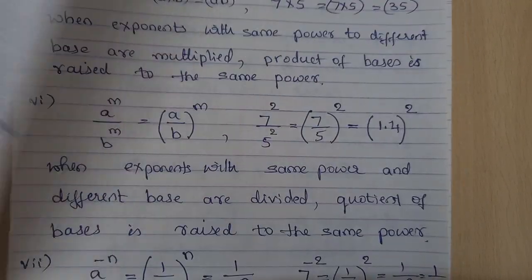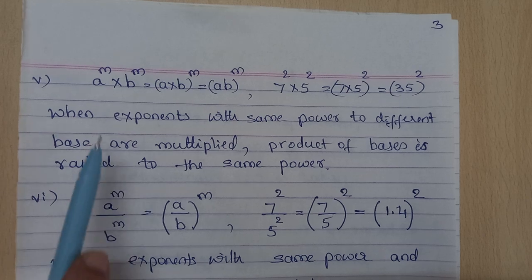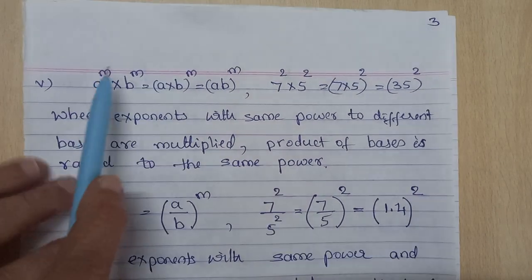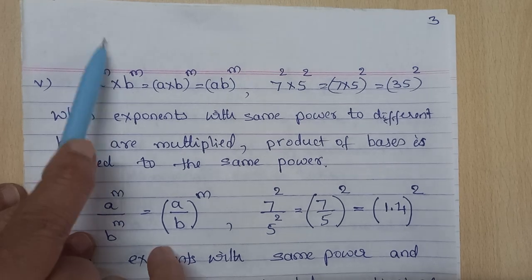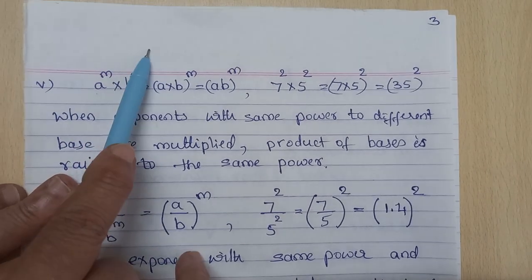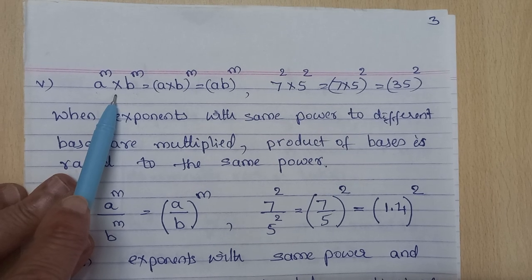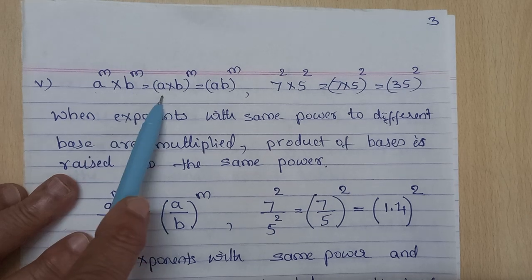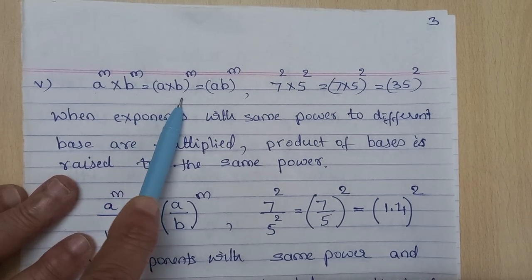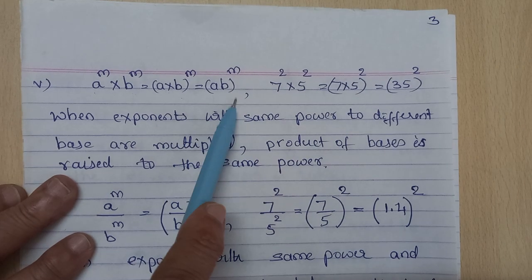Okay. Now the next one. What is the fifth rule? Here the powers are the same, but the bases are different. A to the power m and b to the power m, these two quantities are multiplied. When this situation arises, we multiply the bases a and b, then the product is raised to the same power. That is ab raised to m.